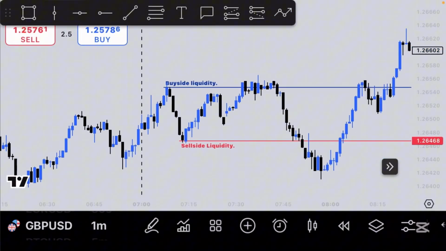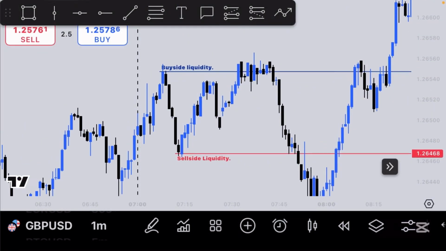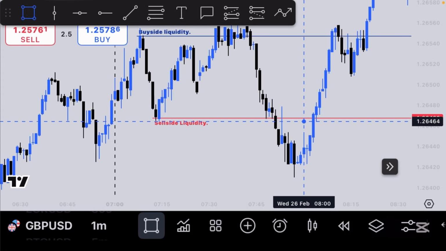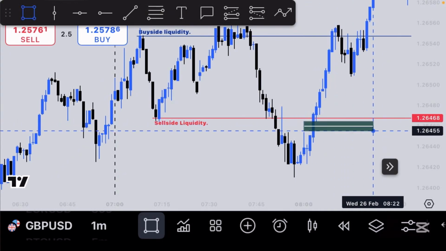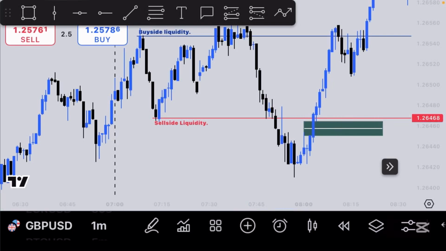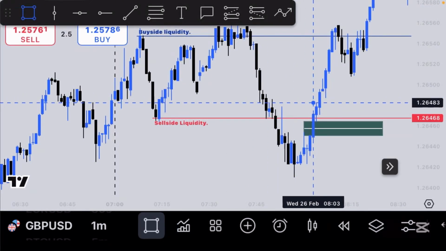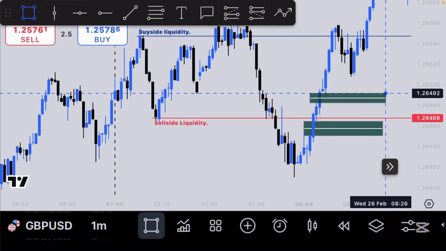So now I'll be waiting for a fair value gap to form, and I want price to create the fair value gap and test it before moving. So you can see when price has taken the sell side, it creates this first fair value gap right here, and you can see price failed to fill into it. That's making it a breakaway gap. So any fair value gap that is not tapped into is called a breakaway gap.